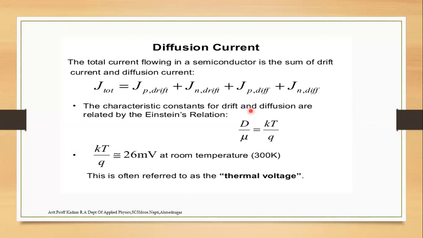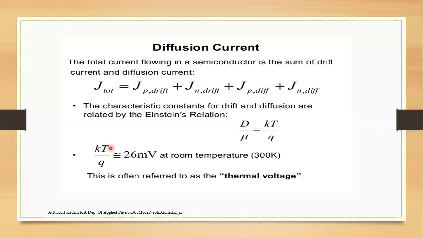The drift and diffusion characteristic constants are related by the Einstein relation. So the relation is D divided by mu is equal to kT divided by q, where k is the Boltzmann constant, T is the temperature, q is the charge, and mu is the mobility.